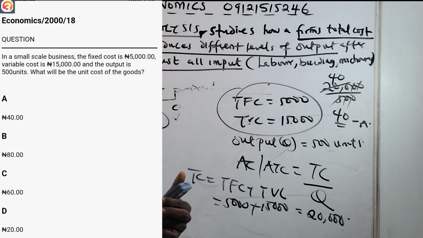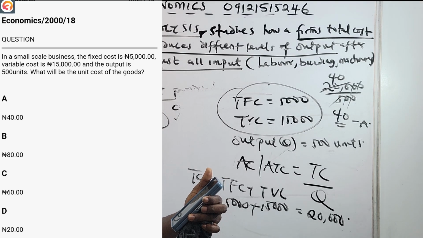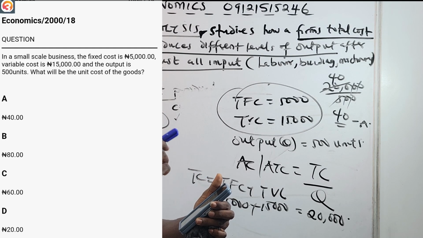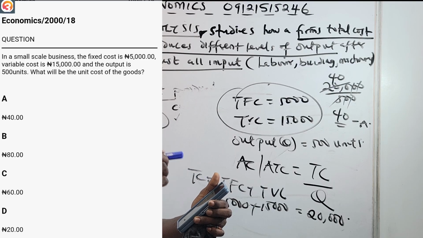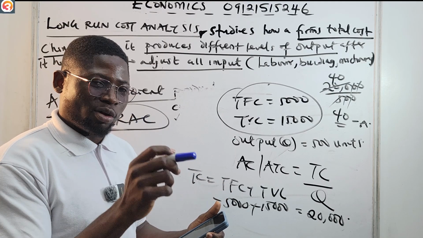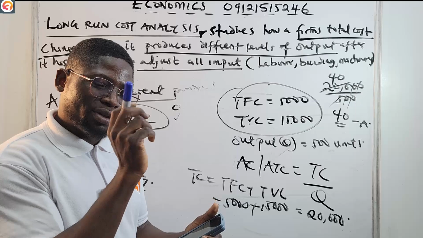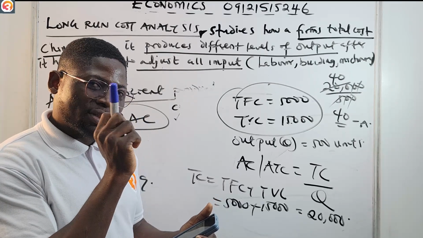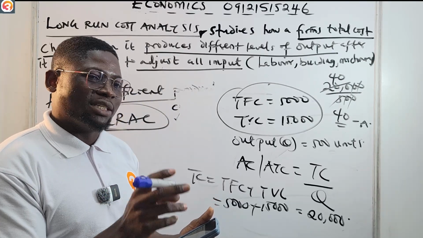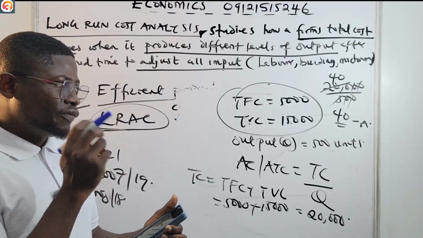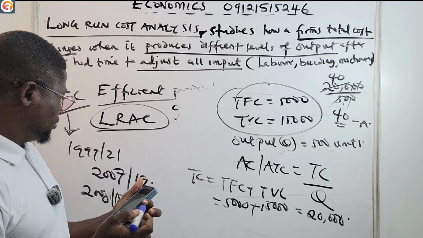So how were we able to decipher this question? We're given the fixed cost, the variable cost, and then the output. But they say we find the unit cost. If you don't know that average cost is the unit cost, the cost of producing just one unit, which is the average total cost, you first of all fail the question. So you need to decipher that before you can proceed.